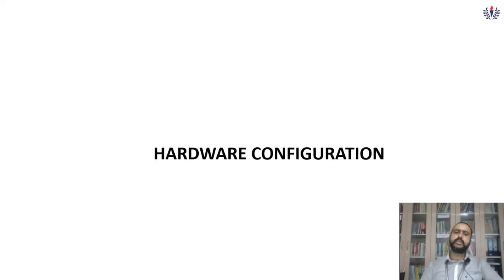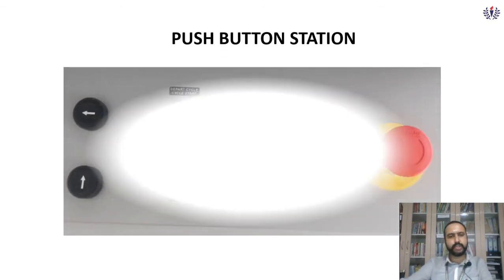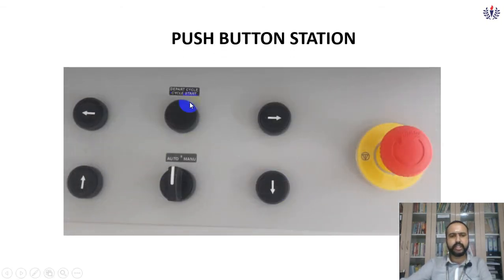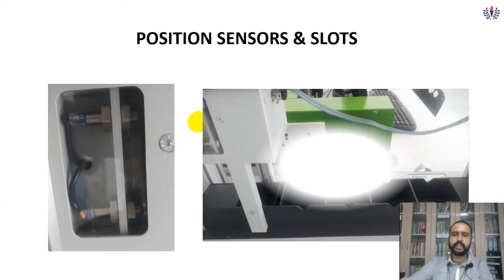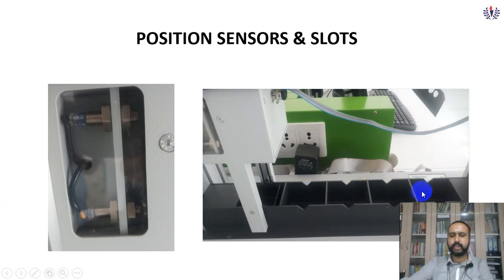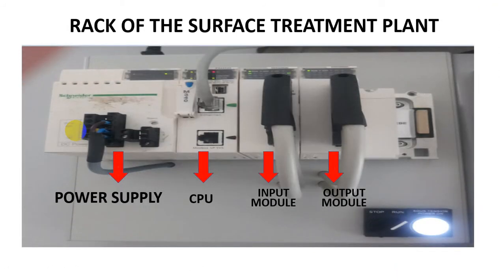Yeah. So now we are going to see the hardware configuration. In the hardware configuration, there are push buttons. I think we are going to use only this push button, that is the push button start. And later we do have the position sensors and slots. I think we might have already discussed this one. There will be slot 1, slot 2, slot 3 and slot 4, as well as slot 5. And also the high position sensor and low position sensor are there. Sorry, slot 4 is not used, but the high position and low position sensors we are going to use. Then this is the rack of the surface treatment plant.